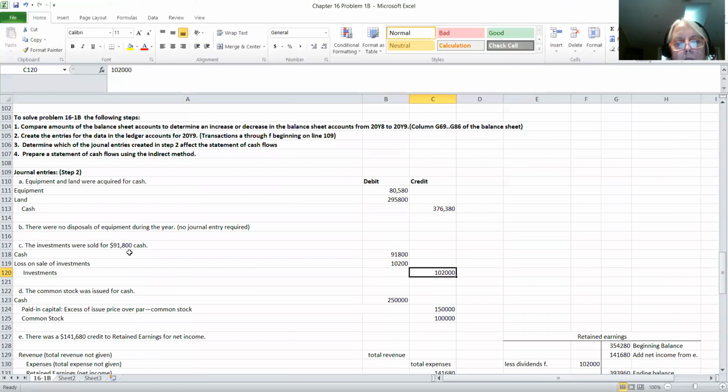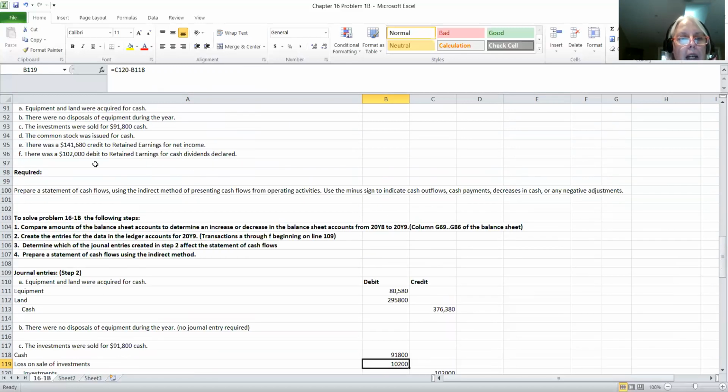Notice they told you that they sold the investments for $91,800 in cash. So our cash would be debited for the amount that we sold these investments for. Notice the amount we sold it for was less than what it cost us. So the difference is going to be a loss on the sale of the investments. So that's how you would recreate the journal entry for the investments that were sold.